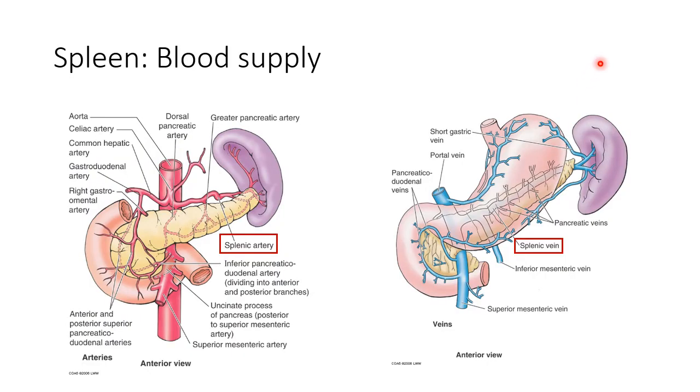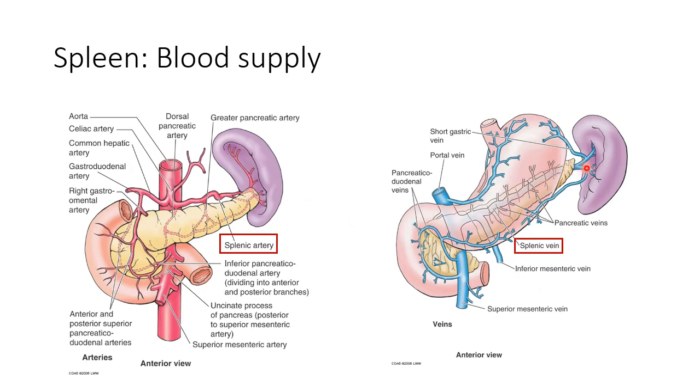Blood supply of the spleen. Now the spleen is supplied by the branches of the celiac artery. So this is the celiac artery. One of the main branches of the celiac artery is the splenic artery, and this is the artery that will supply the spleen. The artery runs on the upper border of the pancreas, and there it reaches the hilum of the spleen.